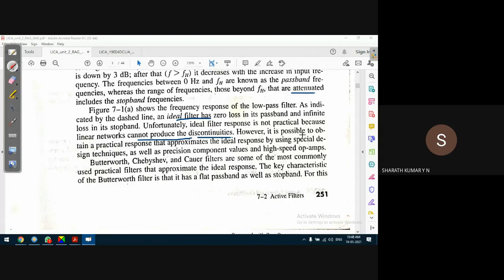Okay. So discontinuity is not possible. And an ideal op amp, an ideal filter, is not possible. It is possible to obtain a practical result.